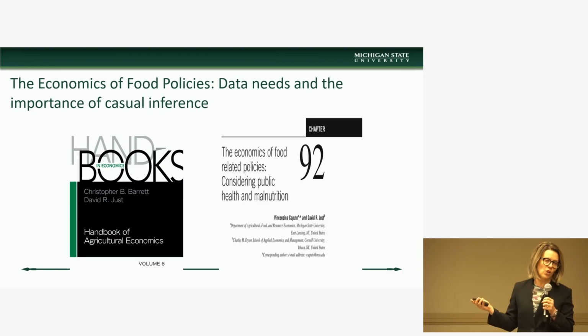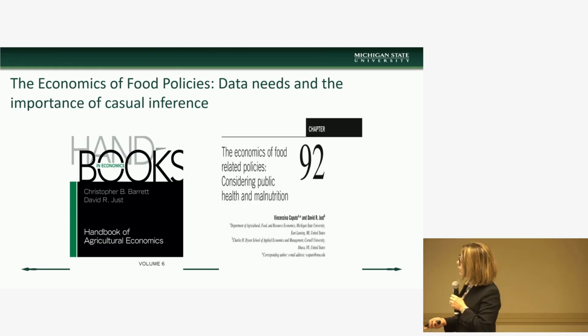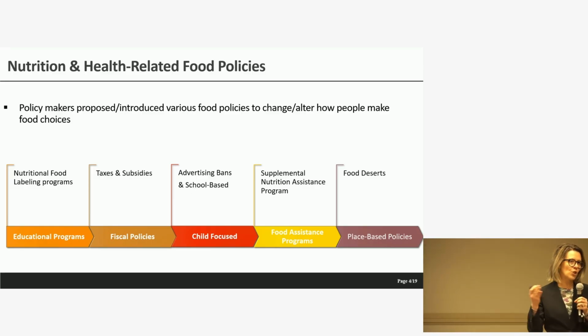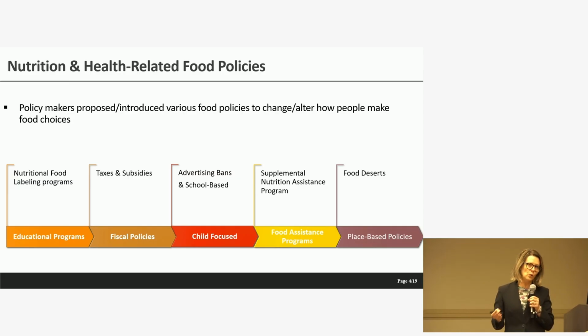David Just in a book chapter for the Handbook of Agricultural Economics a couple of years ago. In this book, we reviewed a bunch of food and health-related policies in the last 25 years that have been implemented, mostly in the US. So we go one by one, we review all the studies that have been done in agricultural economics and behavioral economics, and then we also look at what other disciplines have done.